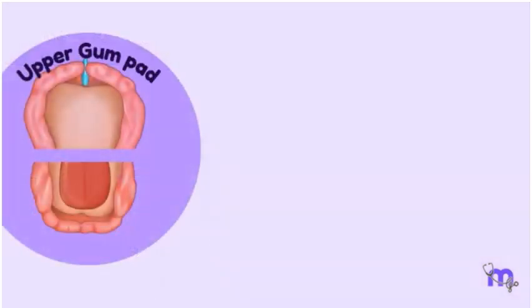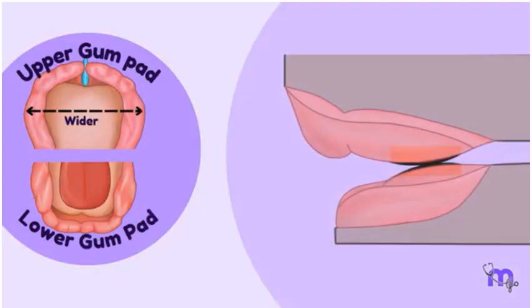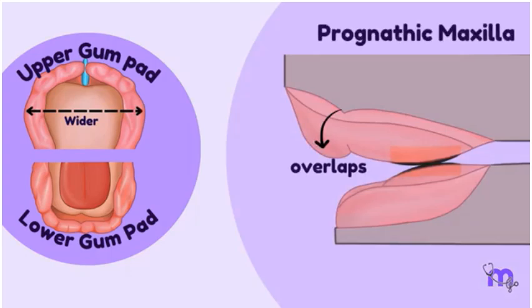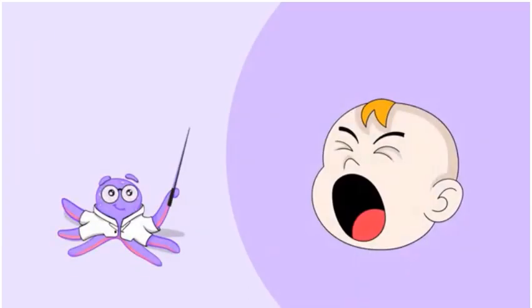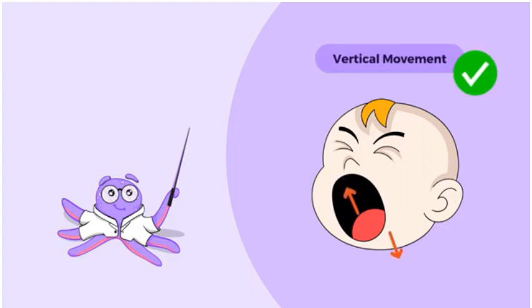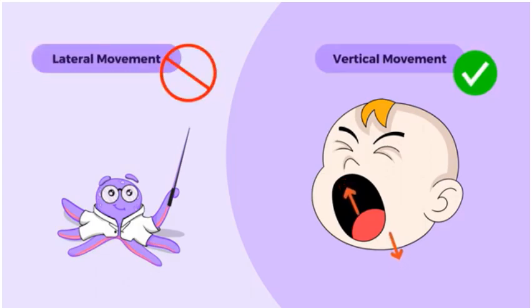The upper gum pad is wider than the lower one. Therefore, on contact, it completely overlaps the lower gum pad, giving an appearance of a prognathic maxilla, while the mandible appears retrognathic. The mandible can move only vertically at this stage, and lateral movements are absent. These mark the characteristic features of the predentate stage.